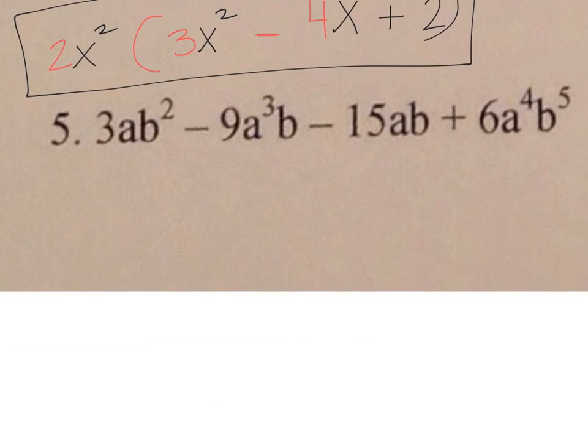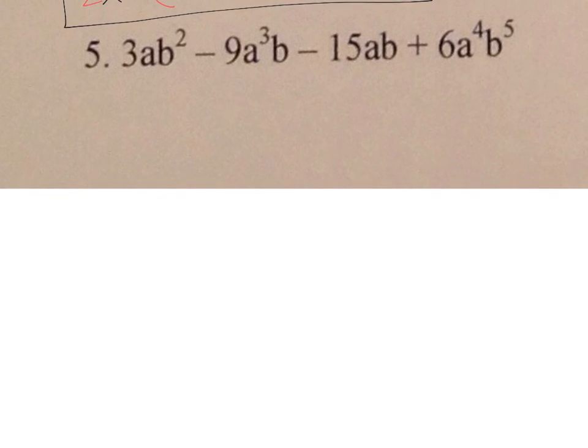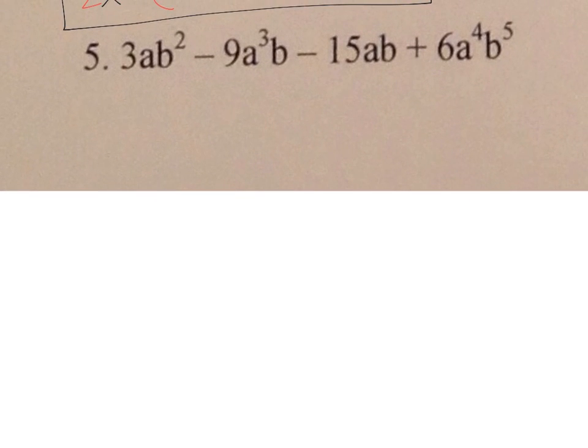Now let's move on to number 5. And number 5, we have 4 terms. So if you feel more comfortable writing down all the factors, go ahead, by all means do that. But I'm going to take it one thing at a time, which is the numbers at first. So 3, 9, 15, and 6. What is in common? All of them are divisible by 3, so 3 is in common.